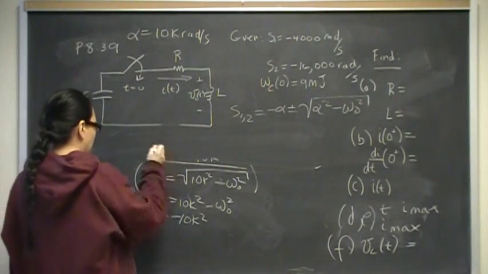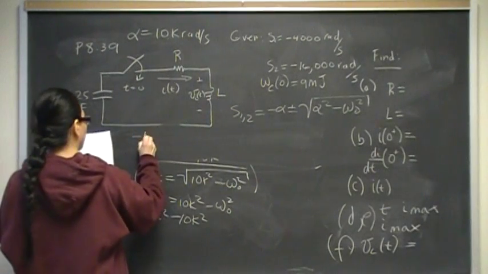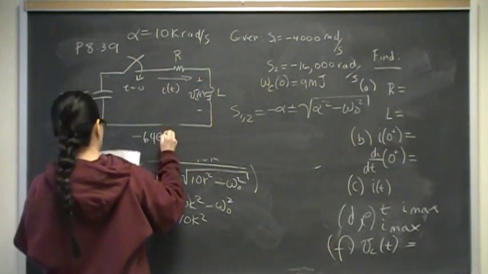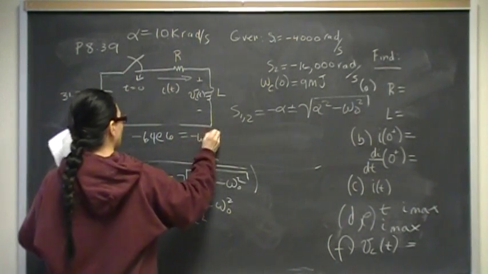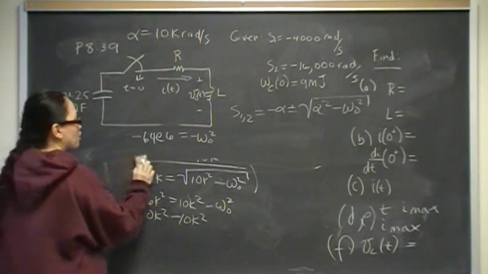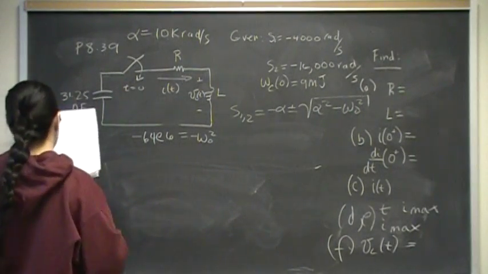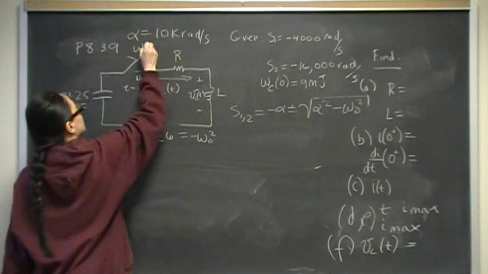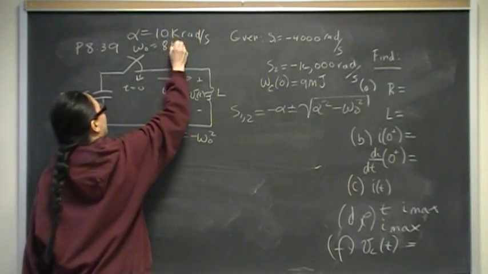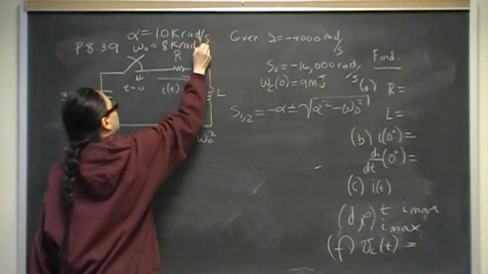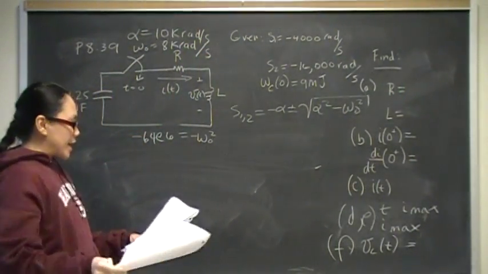So this will give me negative 64 million, 64e to the 6, is equal to negative omega naught squared. Solve for omega naught, and you should come up with an answer of omega naught is equal to 8,000, so 8k rad per second. So now we're getting closer.